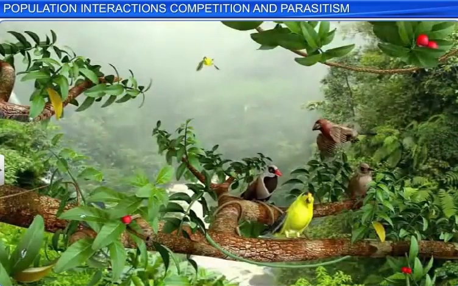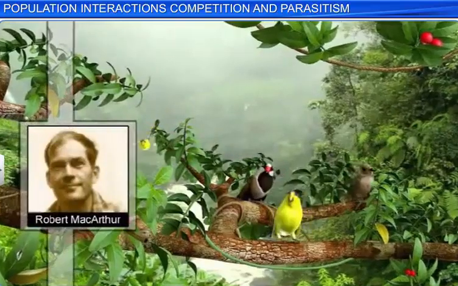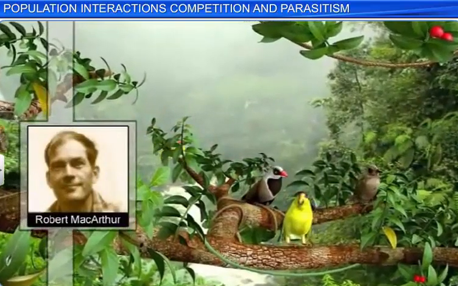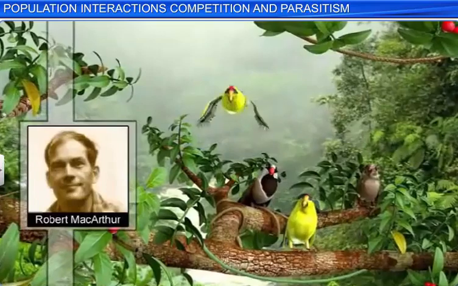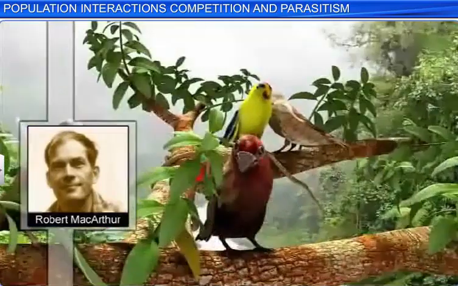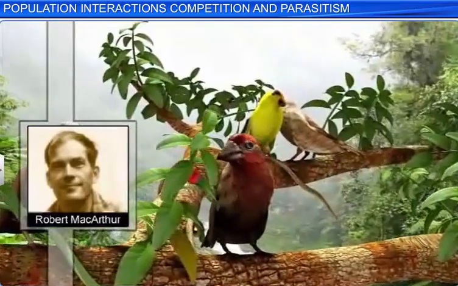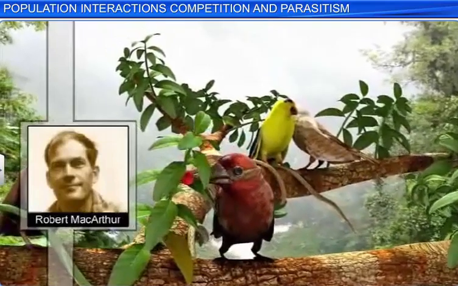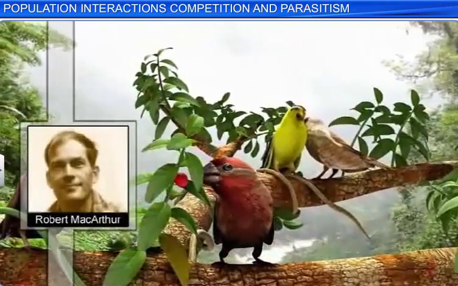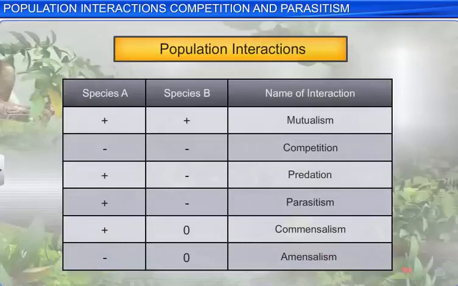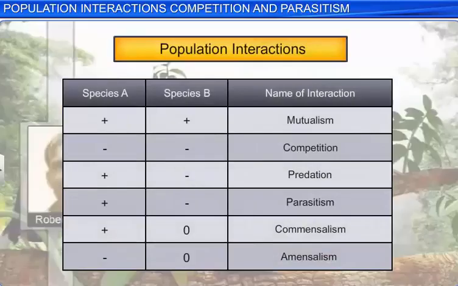An experiment conducted by MacArthur showed that 5 closely related species of warblers living on the same tree were able to avoid competition and coexist due to behavioral differences in their foraging activities. Apart from competition, parasitism is another interspecific interaction observed in nature.